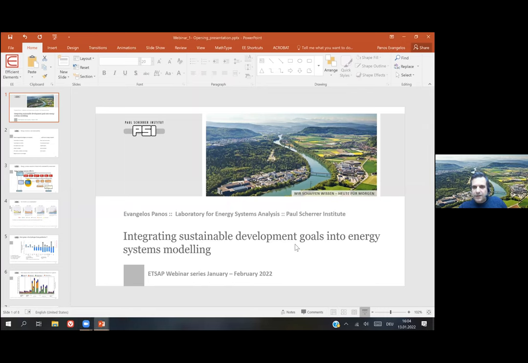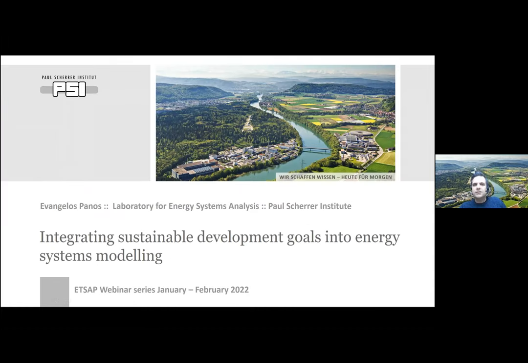So let me very quickly give you a very quick introduction. Integrating sustainable development goals into energy system modeling is the main topic of our series that starts today and continues on the 20th of January and also on the 10th of February.